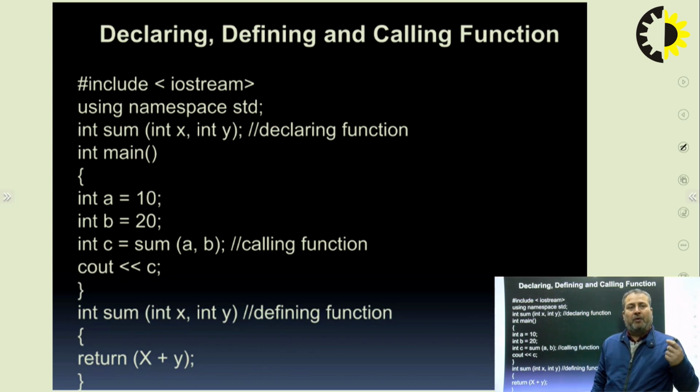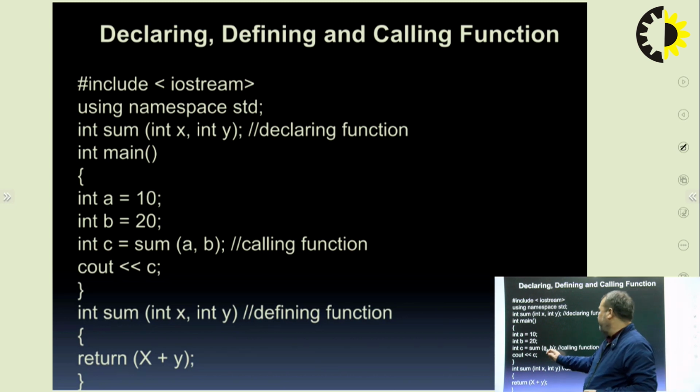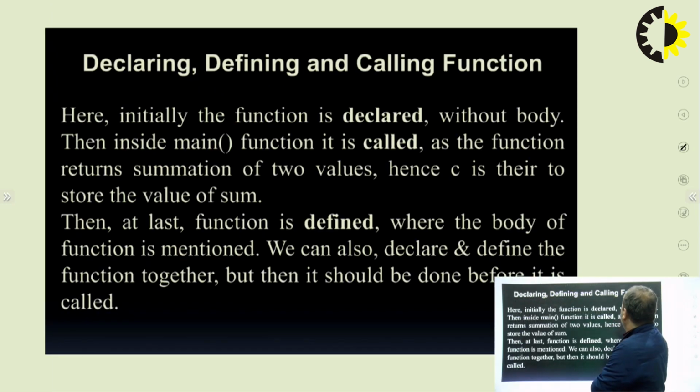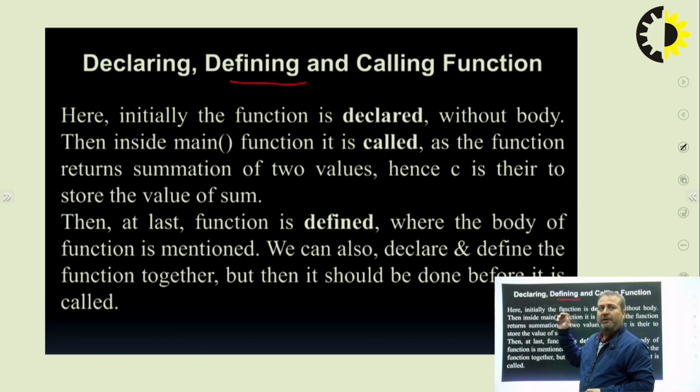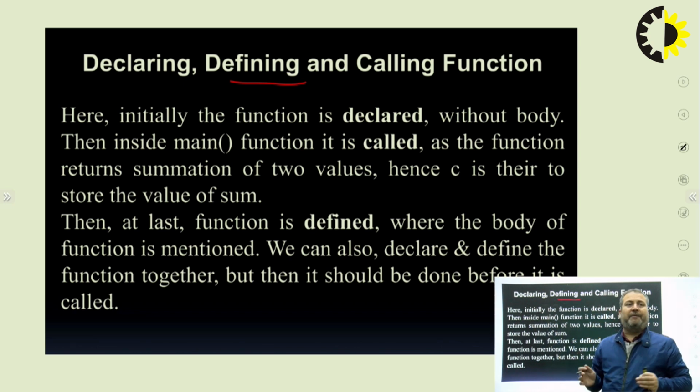The code will be executed only when it is called, and we call the function simply by the name of the function followed by the open and close brackets and the arguments. So, declaring, defining, and calling a function. Declaring means prototype declaration, the nature of the function. Defining means the code, and calling means the name of the function followed by a semicolon, so that the definition gets executed. Once you call the function, the definition of the function gets invoked.